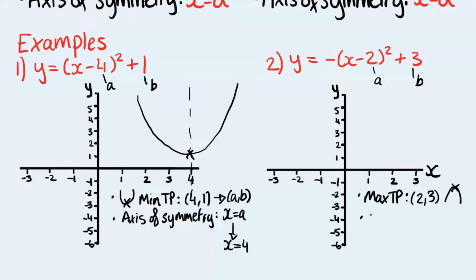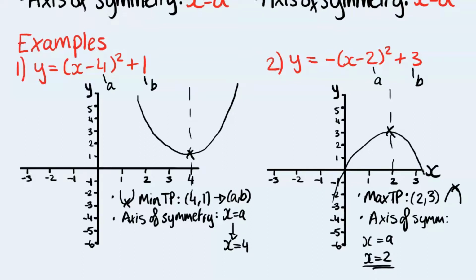Alright, so the axis of symmetry, we can easily figure that out. That will be x is equal to a, so in that case it will be x is equal to 2. There we go. So let's quickly draw that. We'll do a maximum turning point at (2, 3). So we have (2, 3) as a turning point, and then the axis of symmetry will be at x is equal to 2, just like that. Alright, so we can just quickly draw it like this.